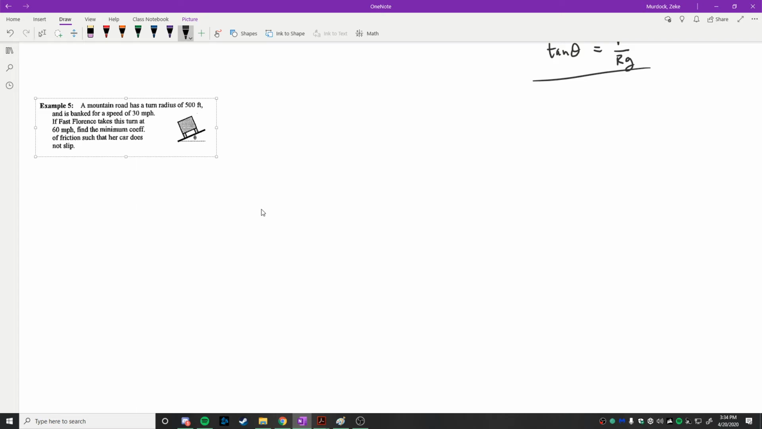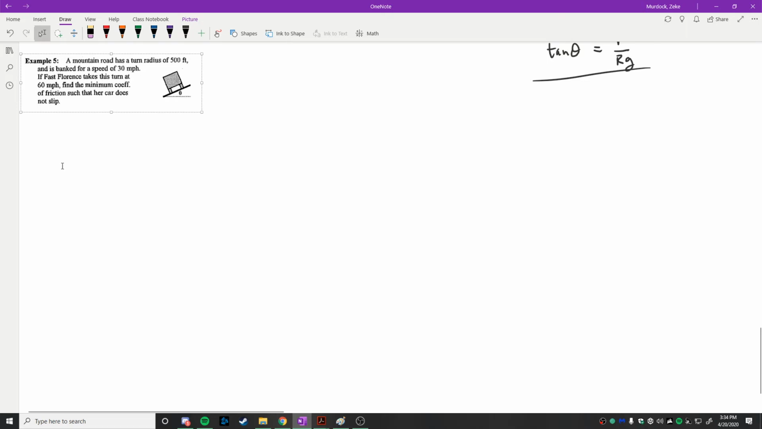Alright, so it says, a mountain road has a turn radius of 500 feet and is banked for a speed of 30 miles per hour, okay? If fast Florence takes this turn at 60 miles an hour, find the minimum coefficient of friction such that her car does not slip. I think this one is modeled off of a problem from University Physics. I'm pretty sure there's a really similar problem. I don't know if I assigned it, but I know there's a problem in your book that's a lot like this.